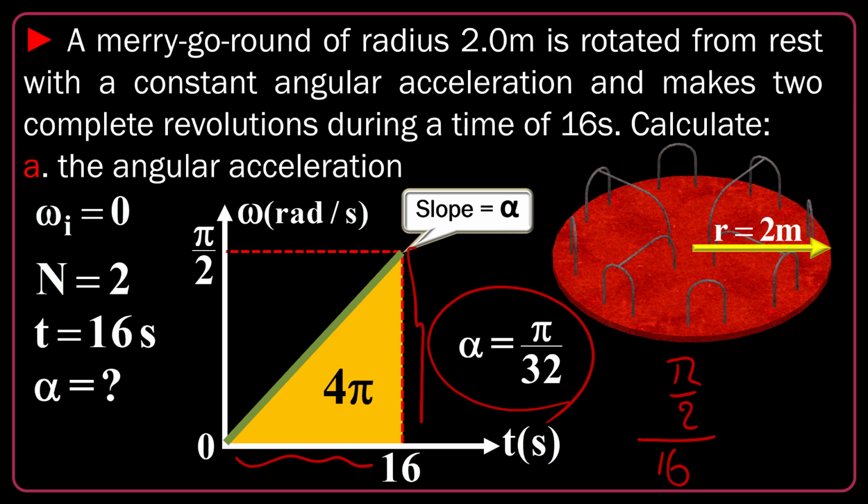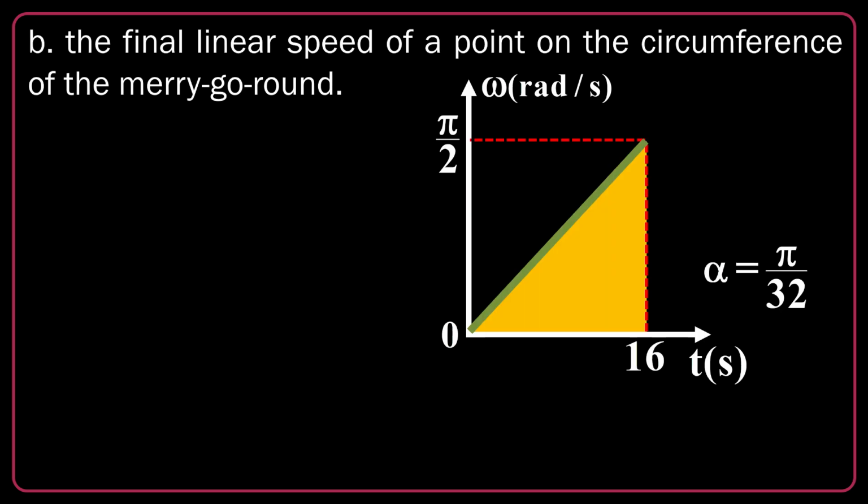I will take all the data I found and give it to the next part, part B. This is the graph we needed. The final linear speed of a point on the circumference of the merry-go-round. On the circumference means that the radius is 2 meters. Okay, what's the goal of this question?